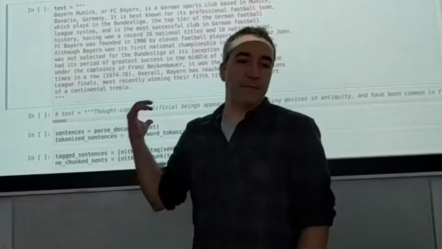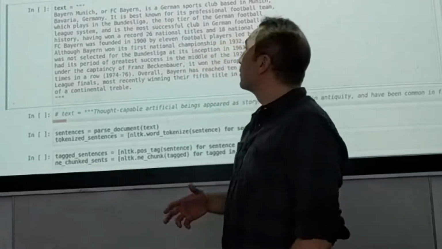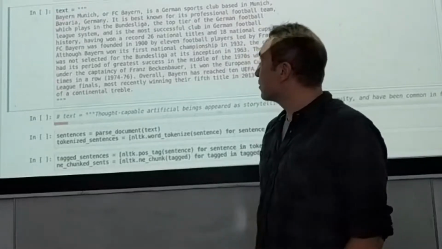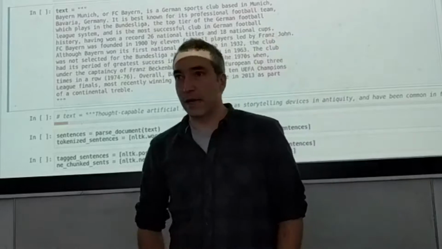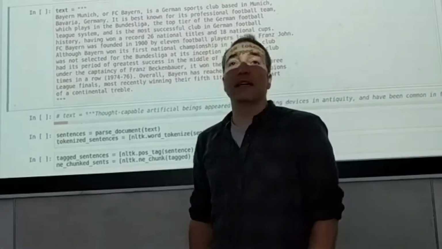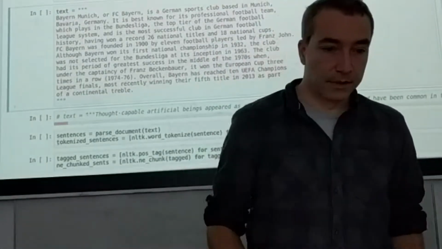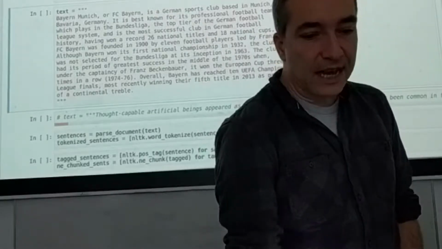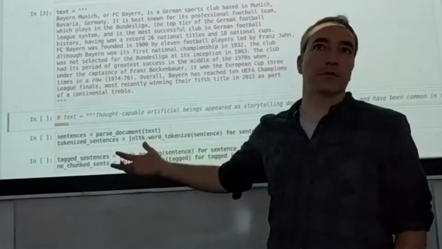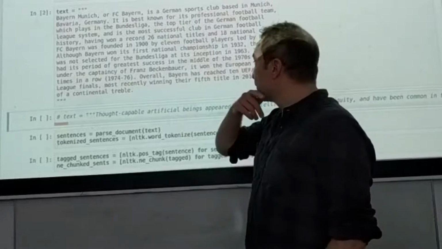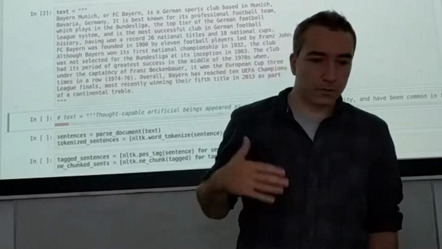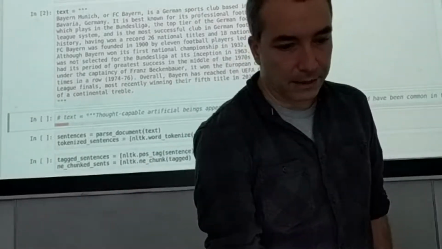Okay, I took an example text here about Bayern Munich. Bayern Munich is a German sports club based in Munich, Bavaria, Germany. It is best known for its professional football team, and so on and so on. What we want to do is identify named entities in this text. In the next line would be the second text example if you want to try out a different text. This is again a part from the Wikipedia article about artificial intelligence, which I like to use as an example many times.